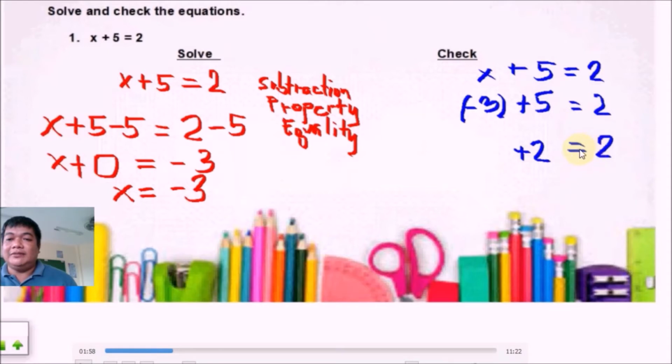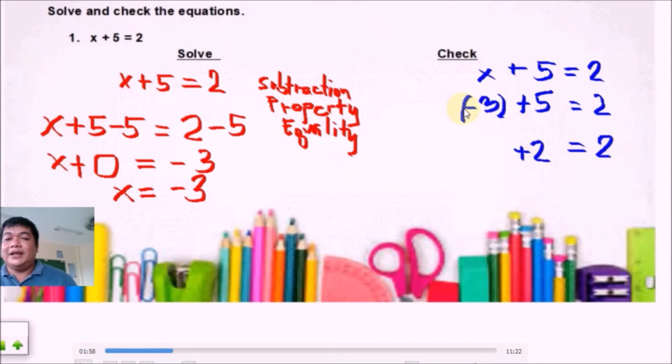It means that these two sides are equal. From the original equation, x plus 5 is equal to 2, the value of x here is negative 3, which means that 2 is equal to 2.